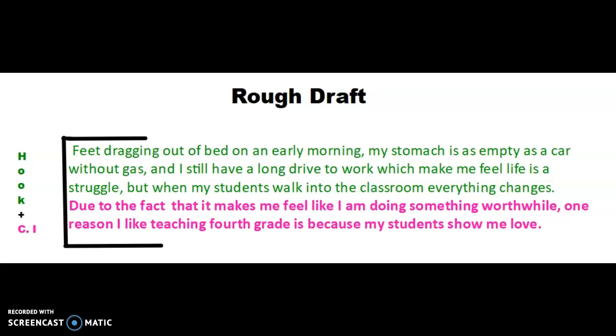Feet dragging out of bed on an early morning. My stomach is as empty as a car without gas, and I still have a long drive to work, which makes me feel life is a struggle. But when my students walk into the classroom, everything changes. Due to the fact that it makes me feel like I am doing something worthwhile, one reason I like teaching fourth grade is because my students show me love. I really like this one. It has the problem and solution from glasses, and then it has a simile in there. I think this one's probably a 5 out of 5 for me.